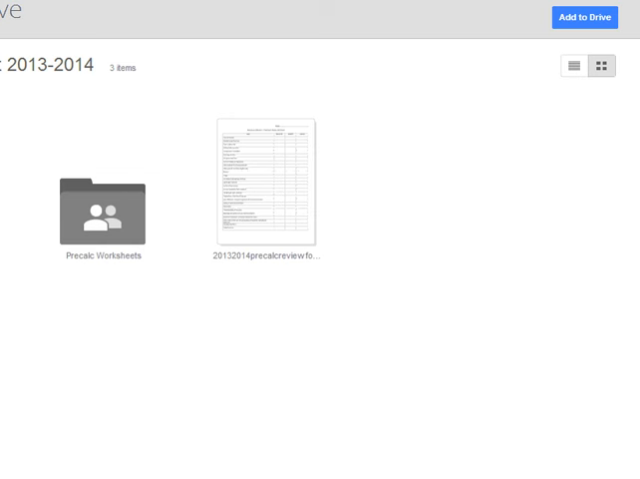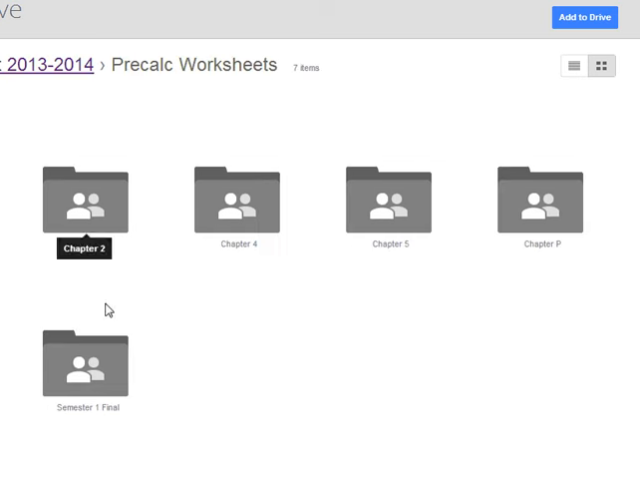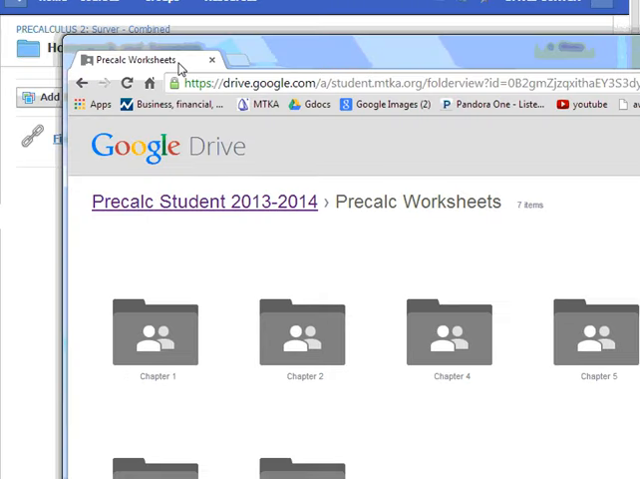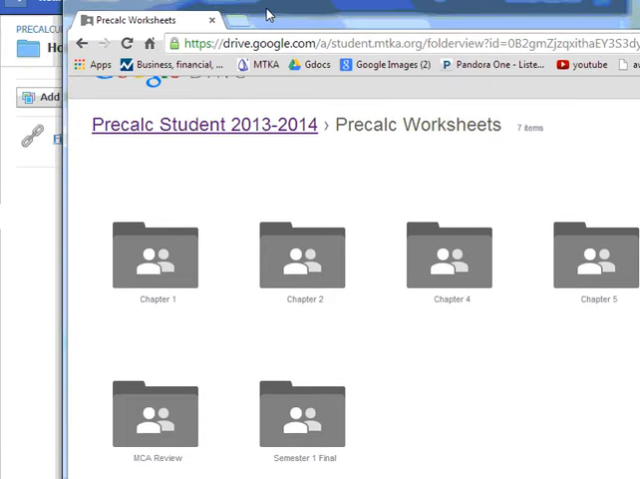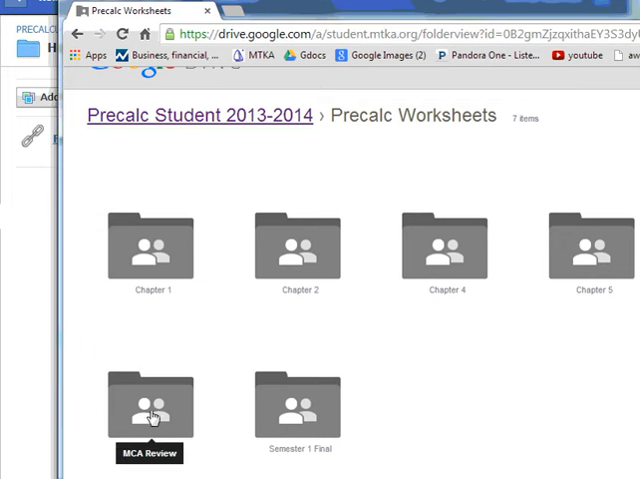The next logical thing was you have solutions or worksheets. You choose the one that says worksheets. There is a whole separate folder for MCA review, and I can't make it show up on the screen here for some reason. There we go. Okay, MCA review is this folder in the lower left, right there. MCA review. Click on that one.